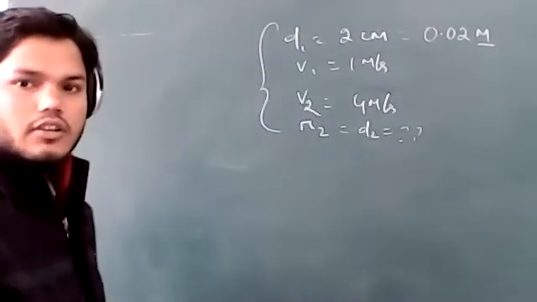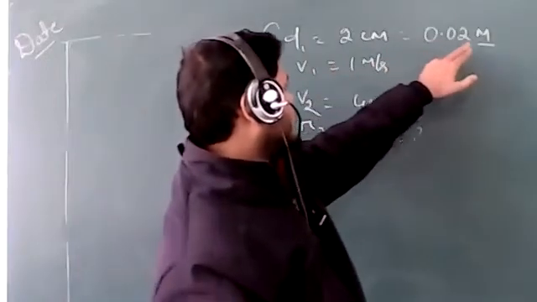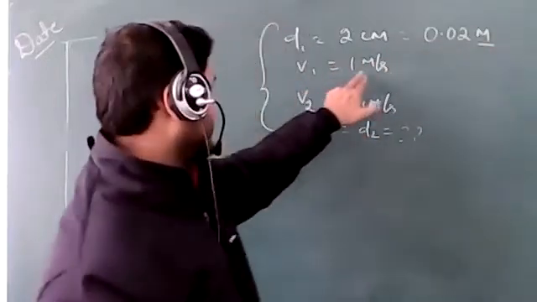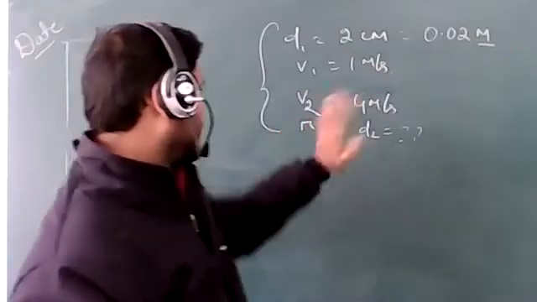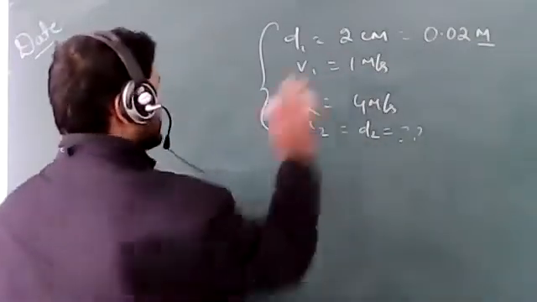Okay, so the question is: given that diameter d1 is 2 centimeter, that means 0.02 meter, V1 is given as 1 meter per second, and V2 is given as 4. You have to find out d2. Sorry, it is diameter 1 that is given.